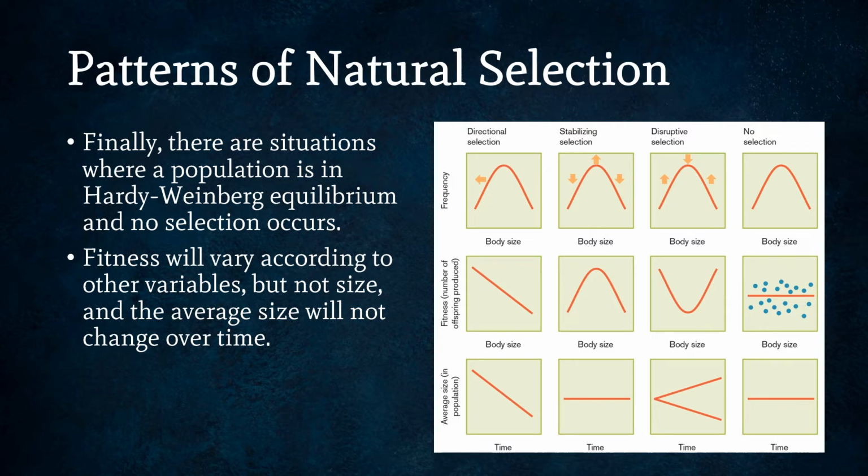Finally, there are situations where a population is in Hardy-Weinberg equilibrium and no selection occurs. Fitness will vary according to other variables, but not size, and the average size will not change over time. So for whatever reason, there are no environmental factors resulting in selection for this one trait, body size. There will be selection on other traits, but body size is remaining the same.